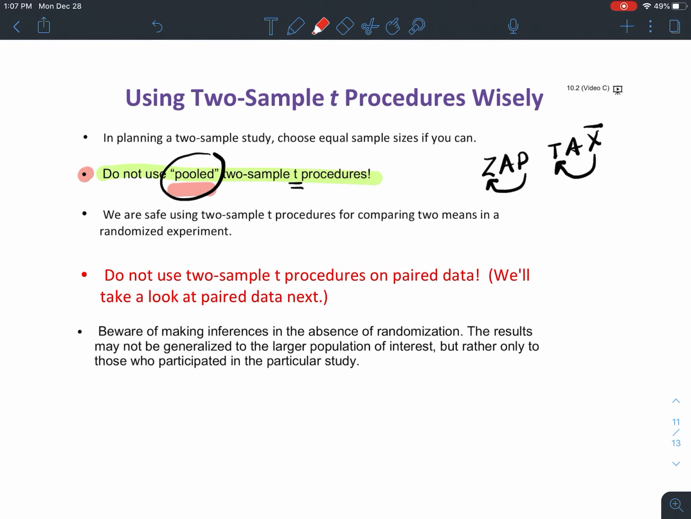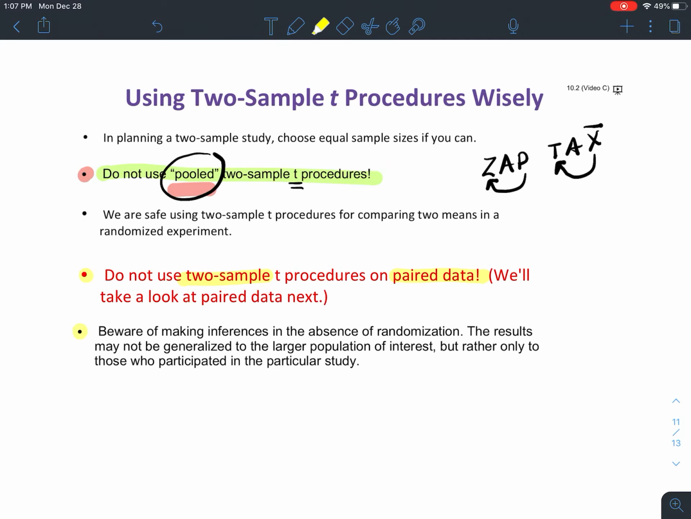You do not want to use a two-sample t procedure on paired data. We're going to take a look at this in the next example, just to talk through the difference between pairing the data up together versus actually taking two samples, one from each population.